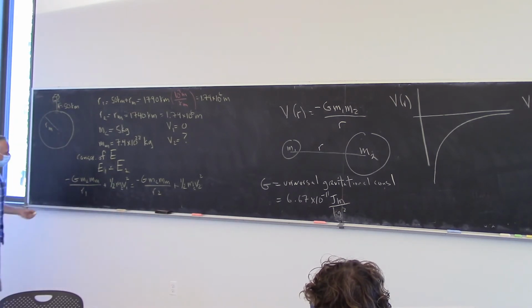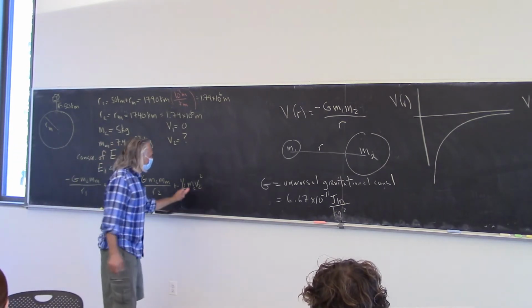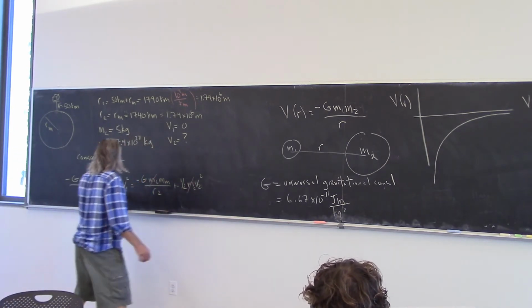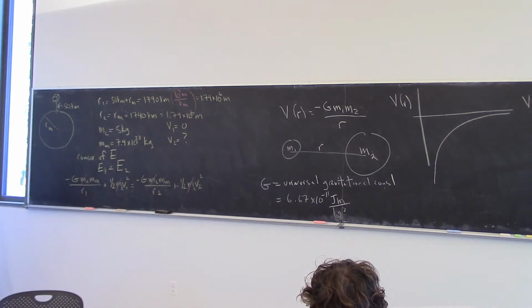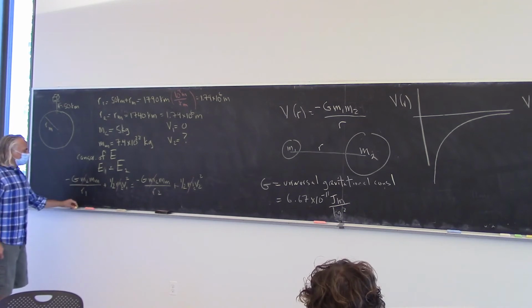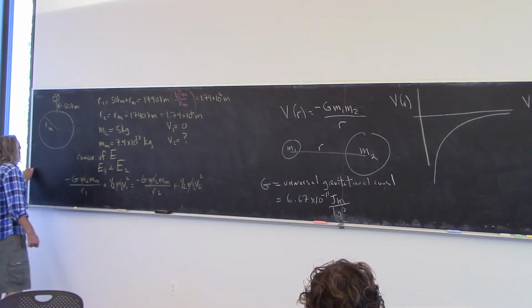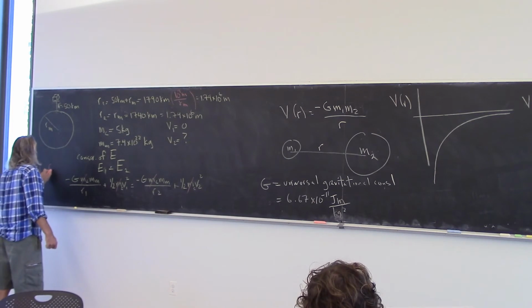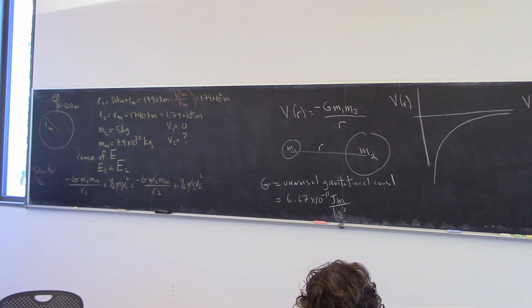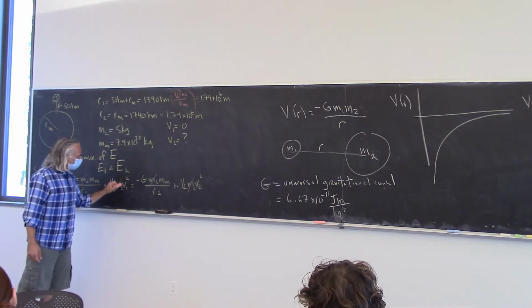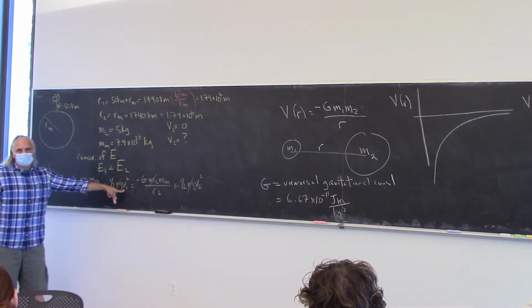Okay, so now, let's see. It turns out the cheese mass doesn't matter. And we're going to solve this for V2. V1 is 0, so that's going to make this term 0.